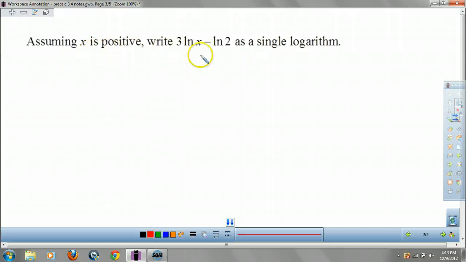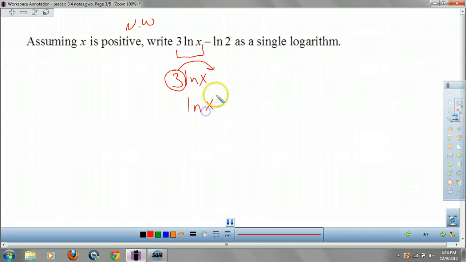Okay, assuming x is positive, right? Now here we're going to go backwards. We know the rules forward, but here we're going to go backwards, okay, guys? No worry. I want to take this piece by piece. So we have 3 natural log of x. Our rules say that if we're multiplying this out in front, it's actually a power, right? So that means this is the same thing as natural log of x to the 3rd. Now again, that x is to the 3rd, not natural log of x to the 3rd, okay?